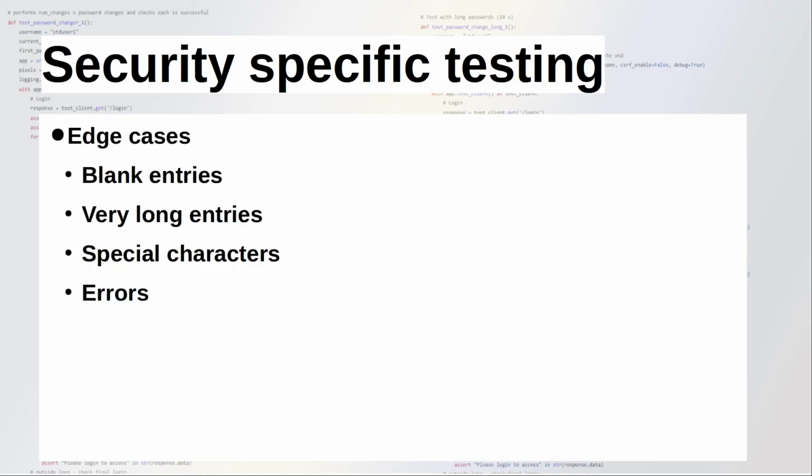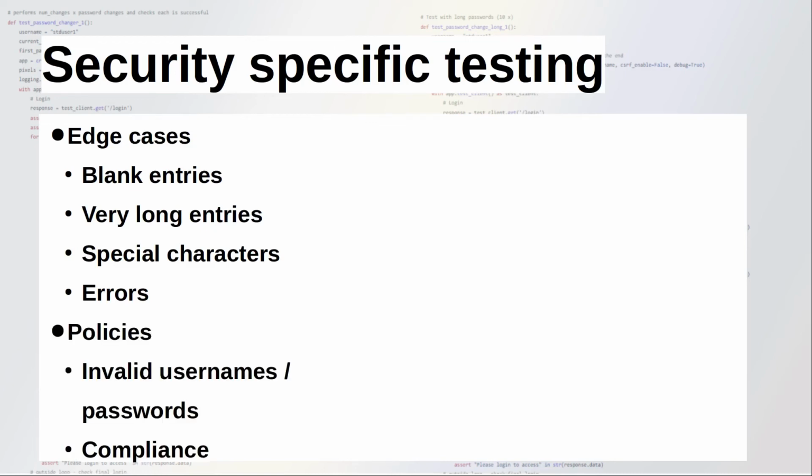Edge cases. These are a part of standard software development, but can be particularly useful for security testing as well. Edge cases are where data is likely to trigger parts of the code that is not used during typical operation. For example, providing an empty string, creating very long entries, using special characters, or other instances which could potentially trigger an error in the software.